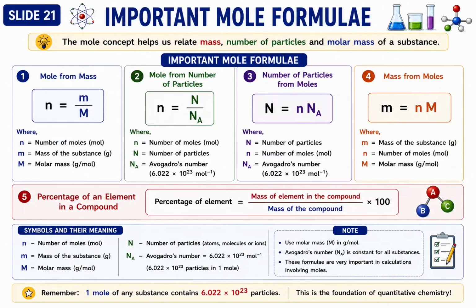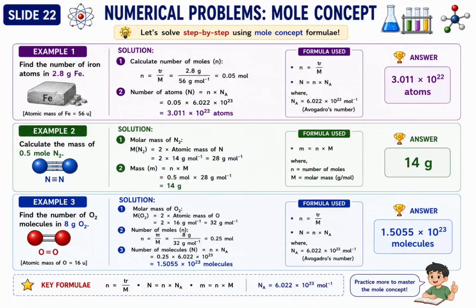The easiest way to solve the numerical is to read the question, identify what is given, identify what is required and choose the correct formula. Don't be afraid of formulas. Once you understand what each symbol means, calculation becomes easy. Okay. Now let's solve some problems.